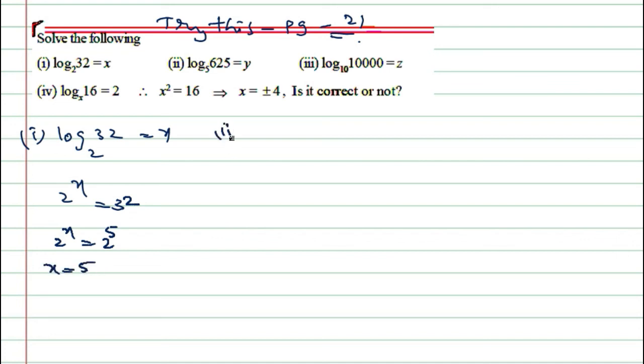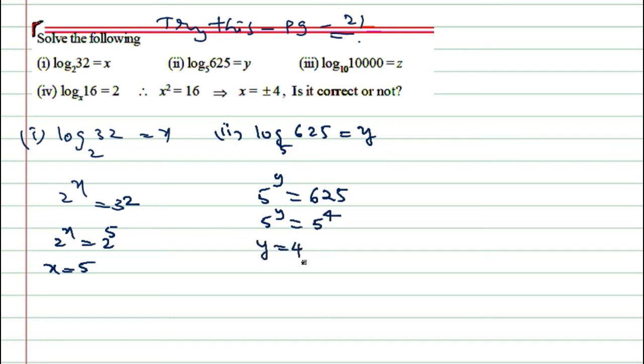The next, second question: log 625 to the base 5, which is equal to y. So here we can write 5 to the power of y is equal to 625. Then 5 power y is equal to 625, and you should write it as 5 power 4. Here bases are equal, then powers are also equal. Then y is equal to 4.